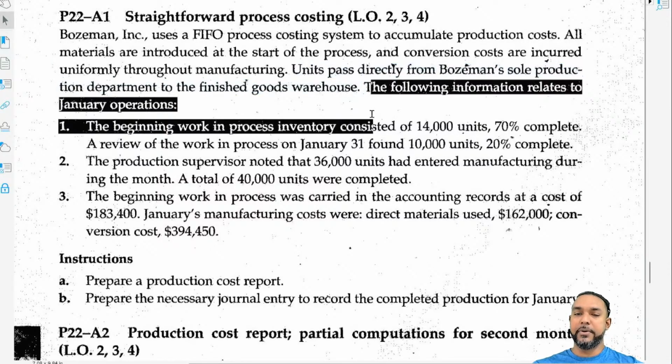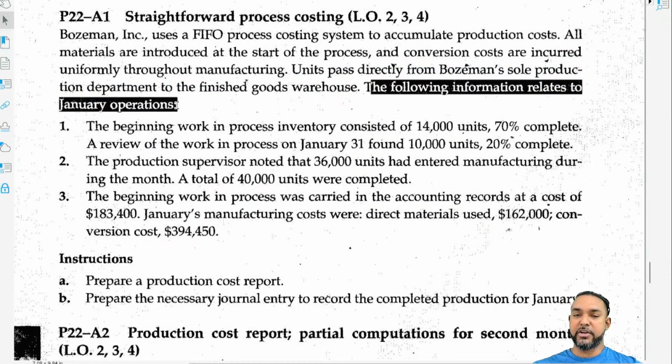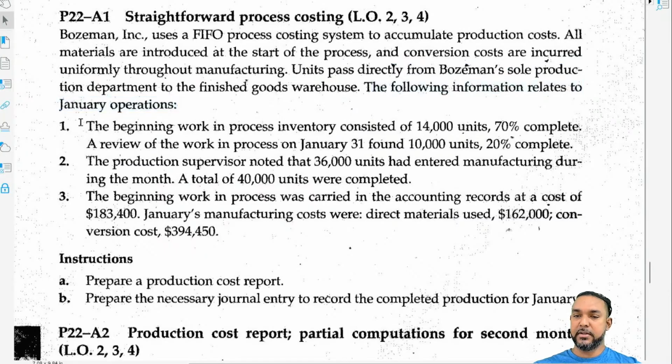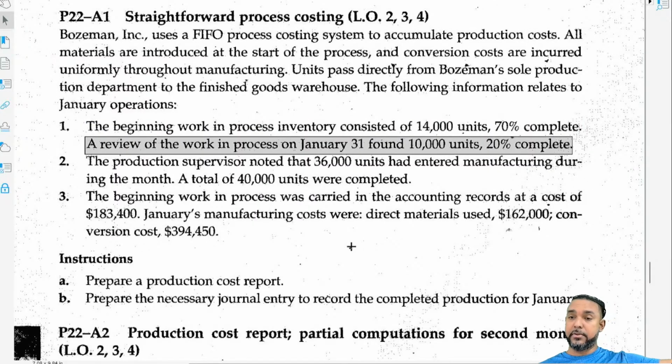And then the following information relates to January operations. Okay, so let's take a look here. The beginning work in process consisted of 14,000 units, 70% complete, and a review of the work in process on January 31st, which is the end of the month, found 10,000 units, 20% complete. Okay, so we're missing some. What they give us is the beginning and the ending work in process, the physical units and the percentages complete, right?